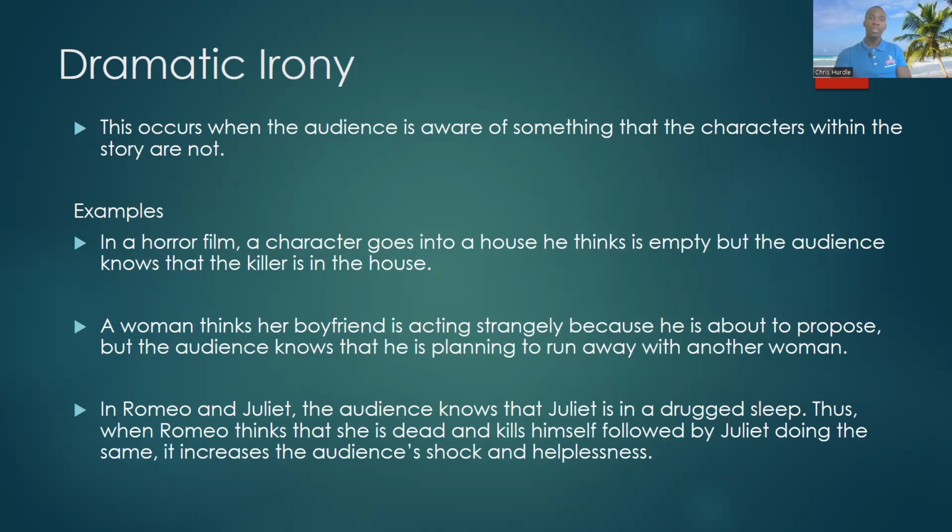Two, a woman thinks her boyfriend is acting strangely because he is about to propose, but the audience knows that he is planning to run away with another woman. All right. So this is another example of dramatic irony. Now we know that he is going to run away with another woman, even though he's trying to propose to one woman, right? He's actually going to run away with another.